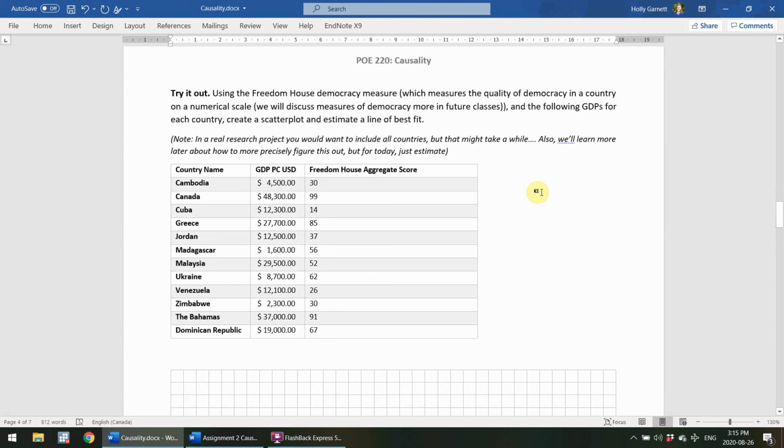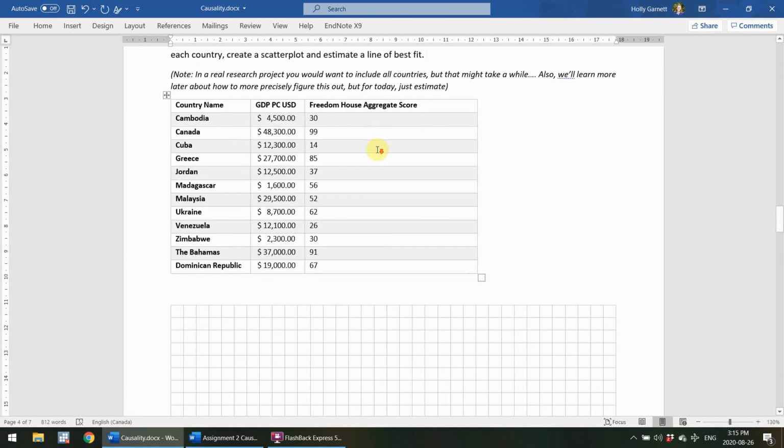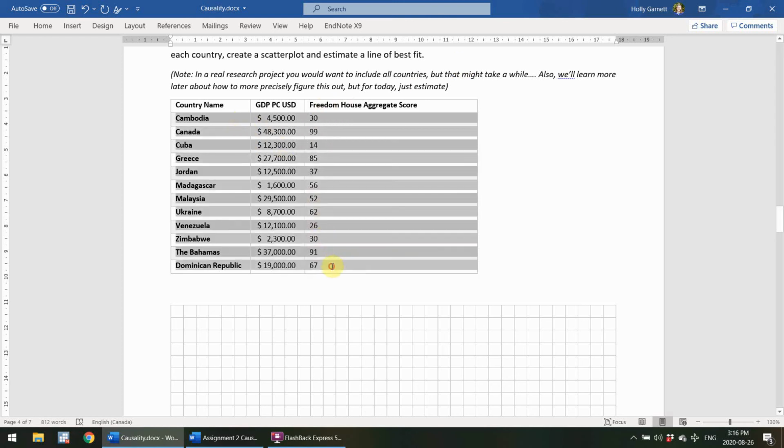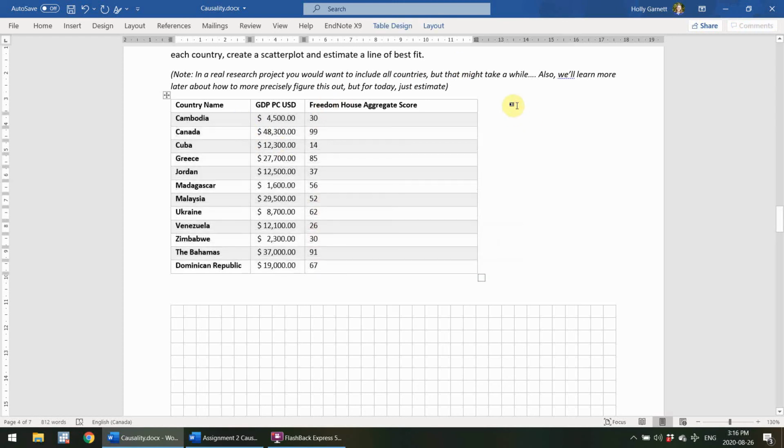All right, so this is the first part of your assignment for the week: to use Freedom House democracy measures, and we're going to talk more about that next week, but essentially it's just a way of measuring the quality of a democracy in a country, and the gross domestic product, a measure of their wealth, to create a scatter plot and estimate a line of best fit. You don't really need to figure it out statistically, just draw a line, like, I think these dots are going up, or I think these dots are going down. I just gave you, I think, 12 countries and GDPs. You would normally do all of them, but I didn't want you to spend forever putting little dots on a graph, so just a few indicative countries.